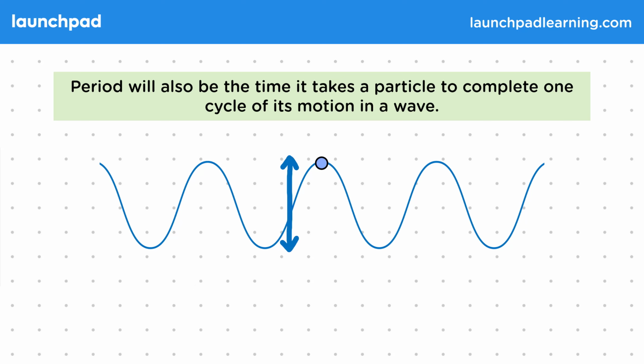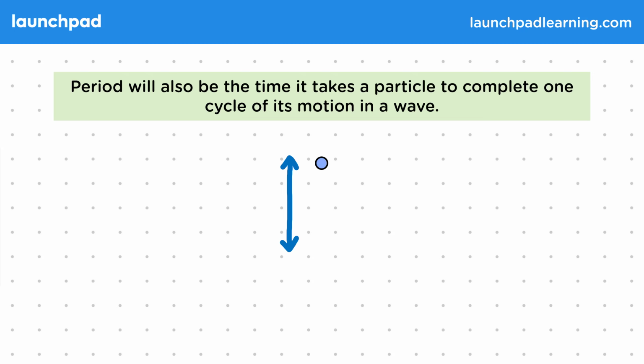If we remove the wave and just watch this particle move, we can use the time it takes to complete this motion to measure the period. This time, though, we'll time 2 cycles instead of just 1. If the period is short, then it can be quite difficult to measure just one cycle accurately.